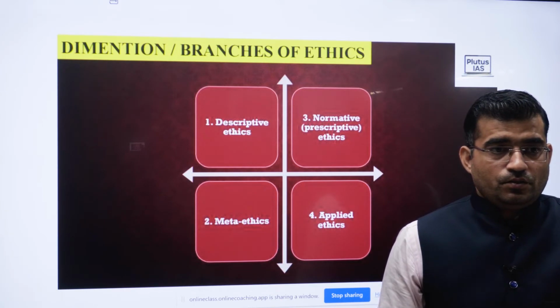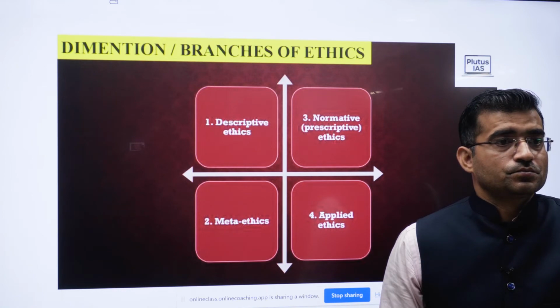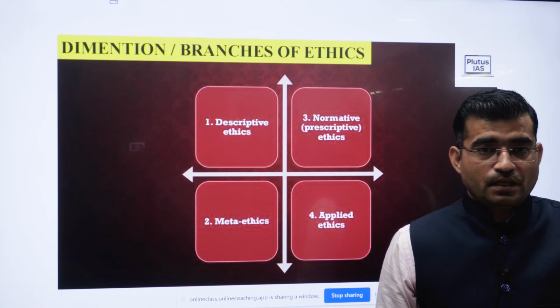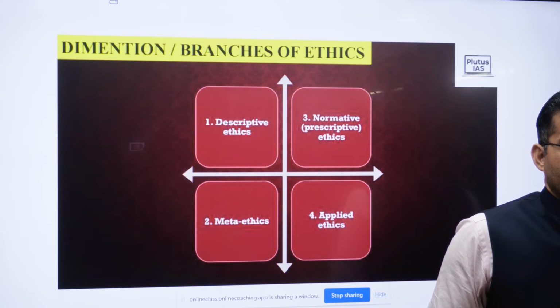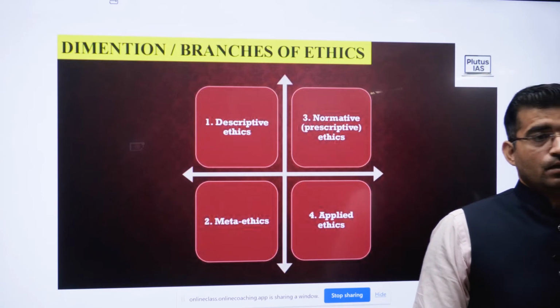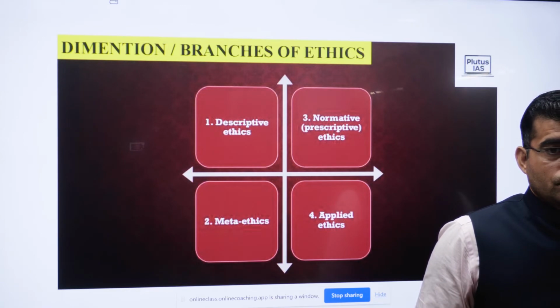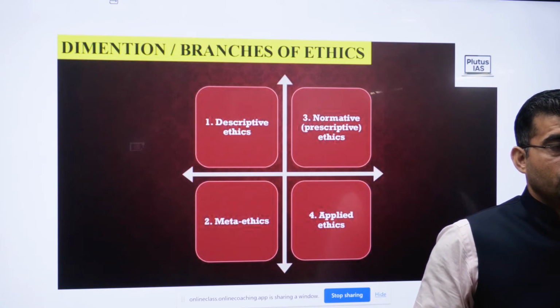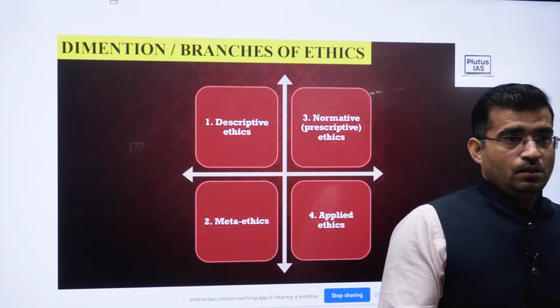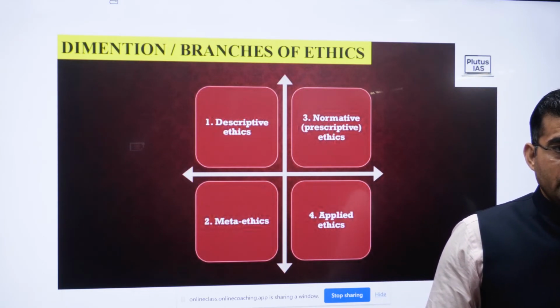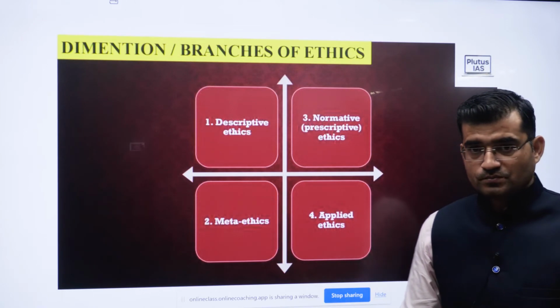There are the following 4 principal branches of ethics, namely descriptive ethics, second normative ethics, third meta ethics, and the fourth applied ethics.